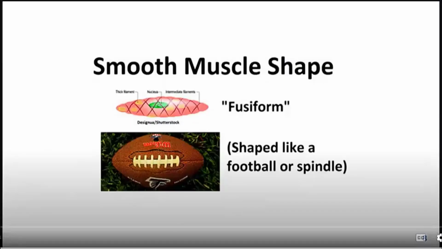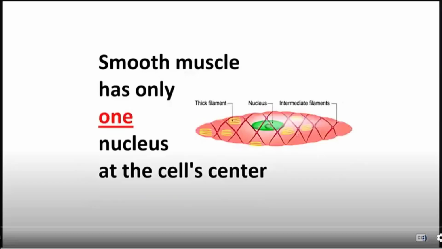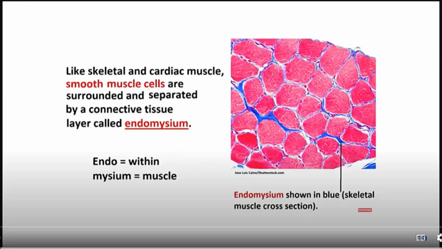Now, when you look around this smooth muscle, you're going to find that it also has some connective tissue around it, but it only has this endomysium. Remember, this is going to surround each individual muscle fiber. So that's the only connective tissue that you're going to have here. You're not going to have the other two layers that you find in your skeletal muscles. Okay, so you have here only the endomysium.